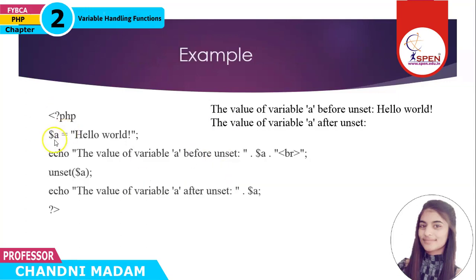Let us see an example. $a equal to hello, so $a is set to hello world. Now next echo the value of variable a before unset. So we just print the $a value. So the output is the value of variable a before unset: hello. Now we unset the variable. So after unset, when $a is printed, its value is removed because we have unset variable $a. So $a value is hello before unset. After unset, the function removes your variable value.